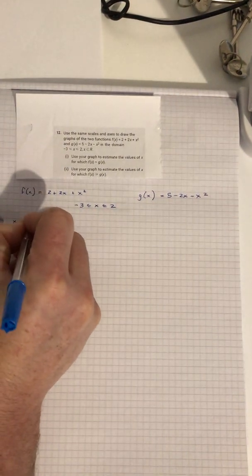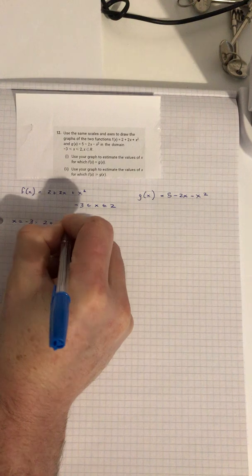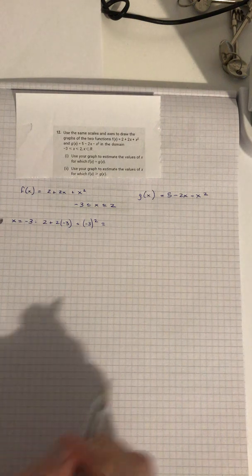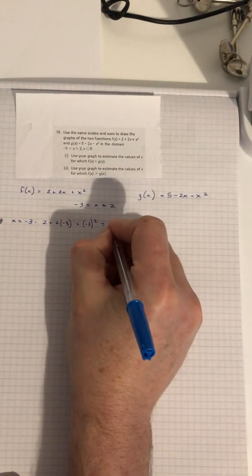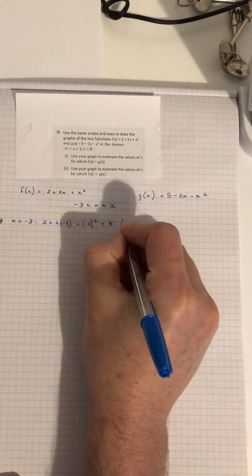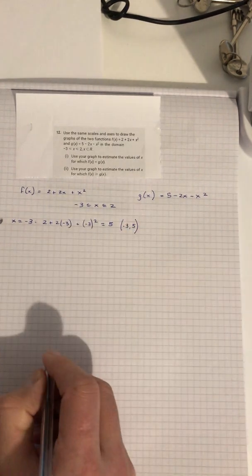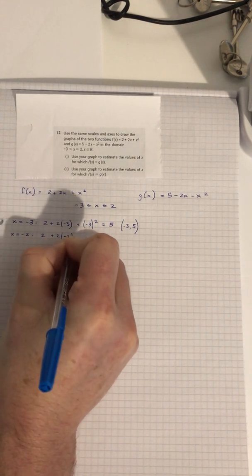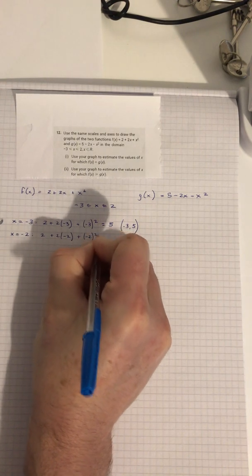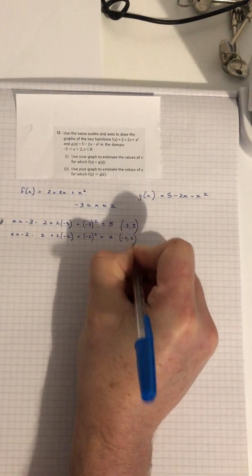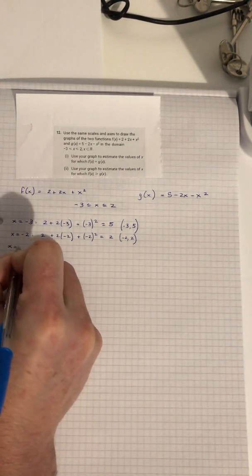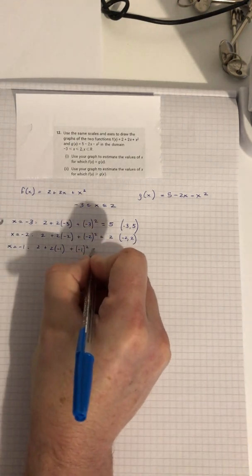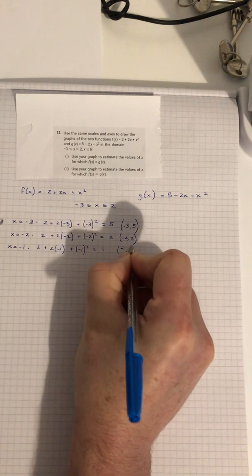So when x is minus 3, 2 plus 2 times minus 3 plus minus 3 squared gives you, use your calculator, which gives you 5. So minus 3, 5. When x is minus 2, 2 plus 2 times minus 2 plus minus 2 squared is 2. So minus 2, 2. When x is minus 1, 2 plus 2 times minus 1 plus minus 1 squared gives you 1. Minus 1, 1.